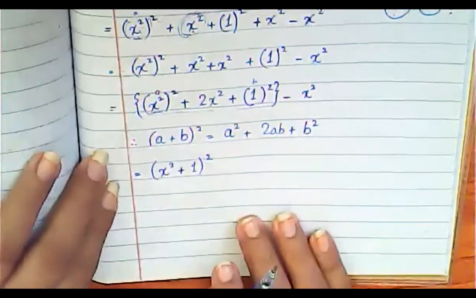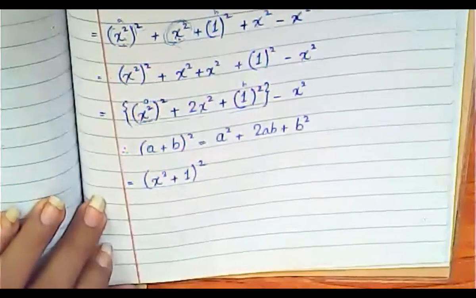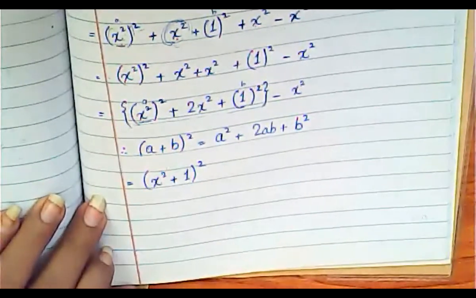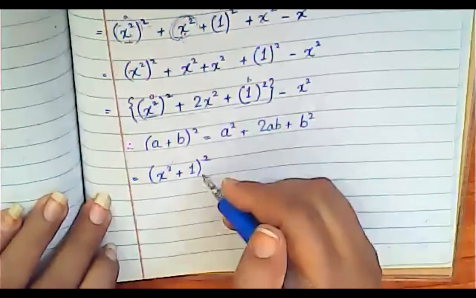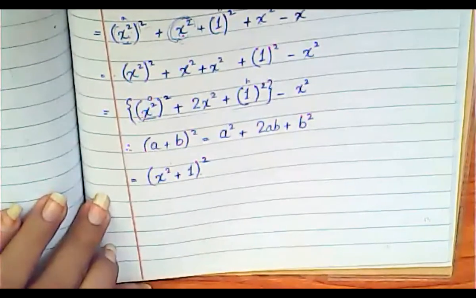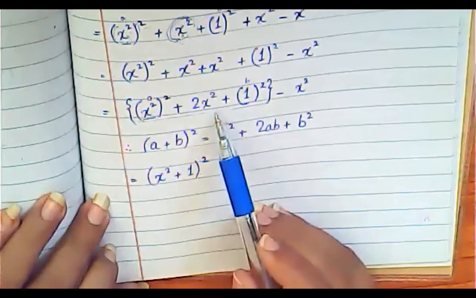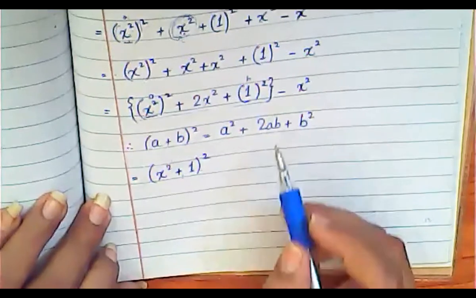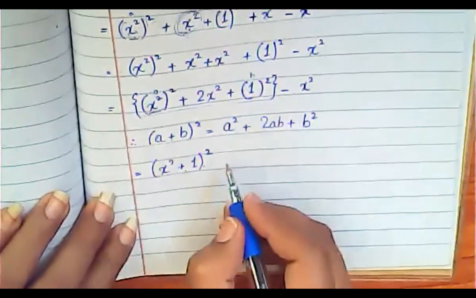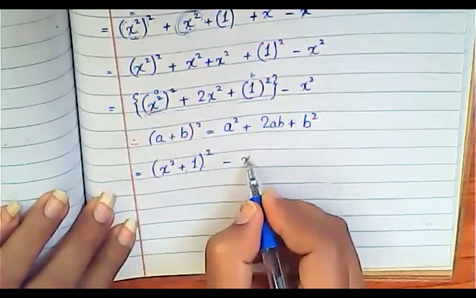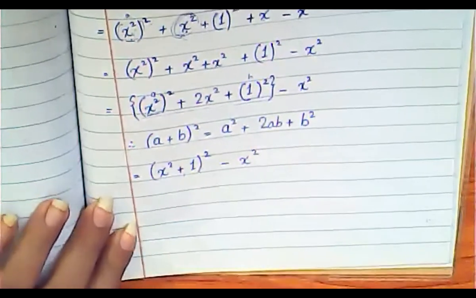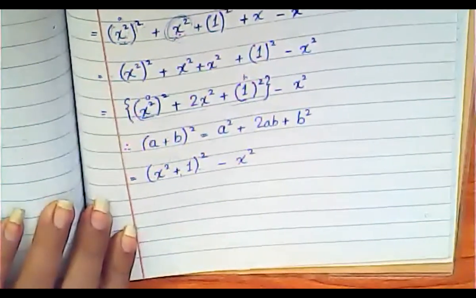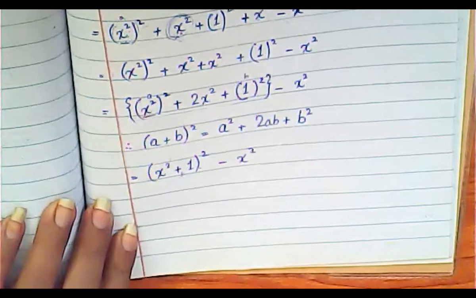Is this clear? What we have done, we simply enclosed this whole thing into this formula. Now, what is left here? This one, minus x square. What is left here? Minus x square, right?